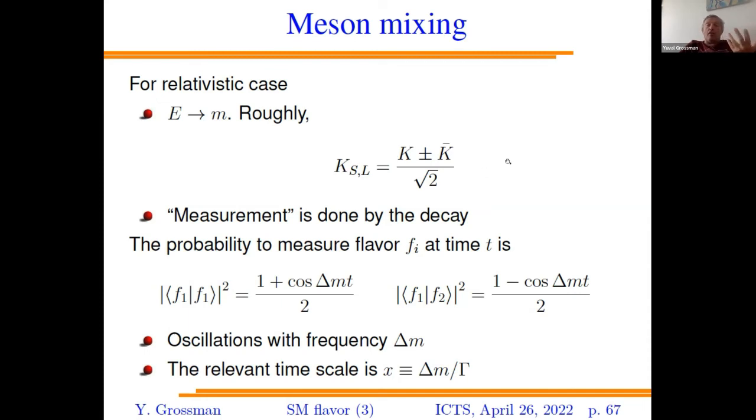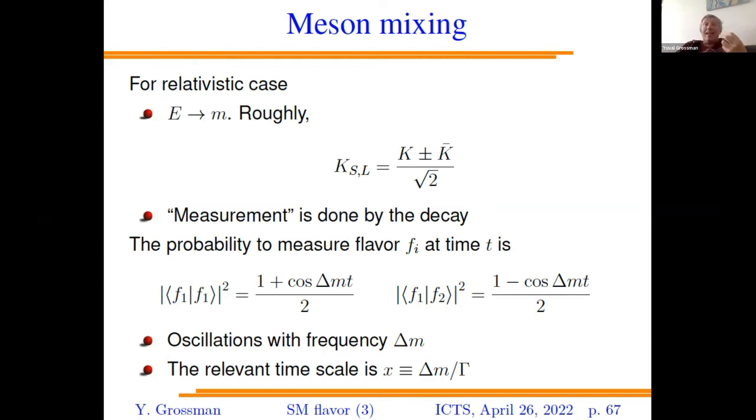And how do I do a measurement? How do I measure the flavor? I measure the flavor by the decay. If I have a kaon that decays to a lepton, I know it's a kaon. If it decays into an anti-lepton, I know it's an anti-kaon, right? So what I'm really doing is I produce a kaon, I let it evolve in time, and then it decays.